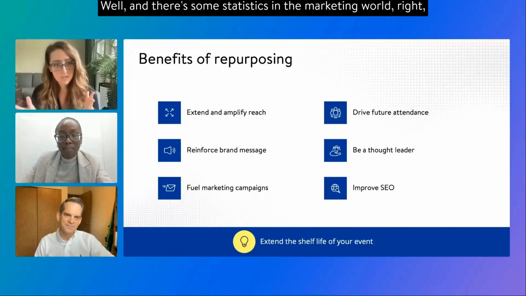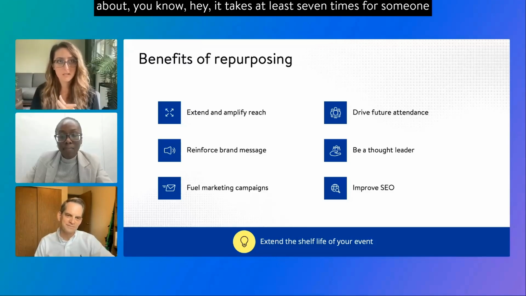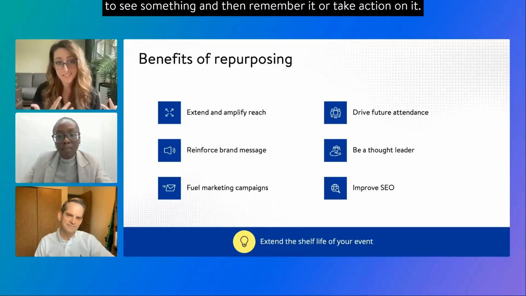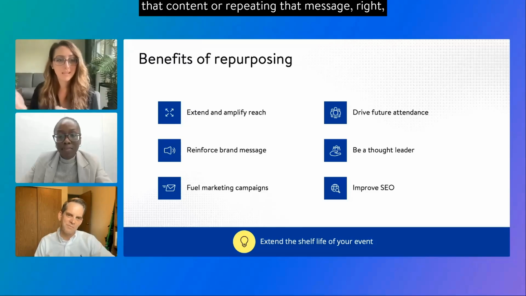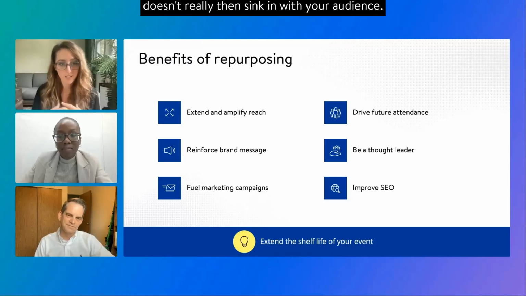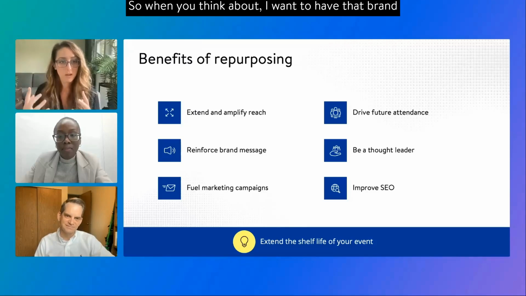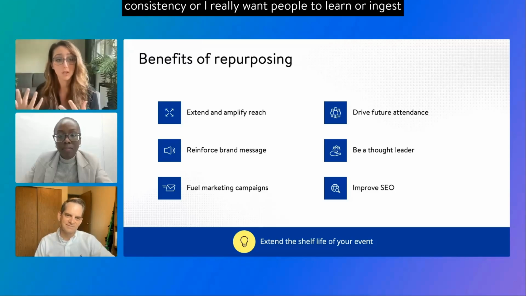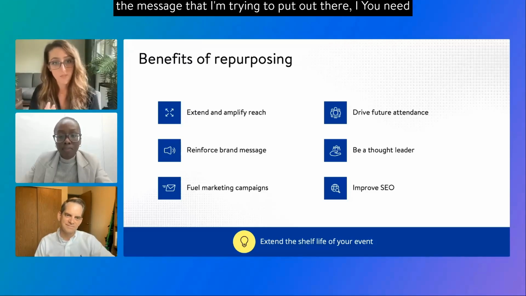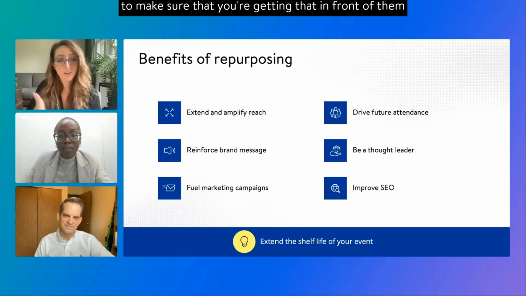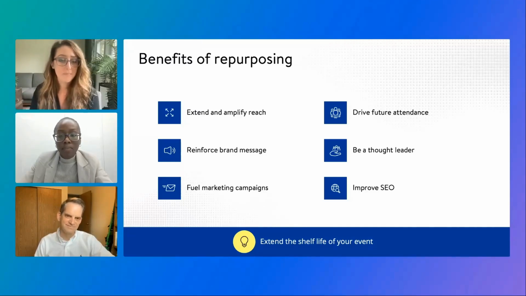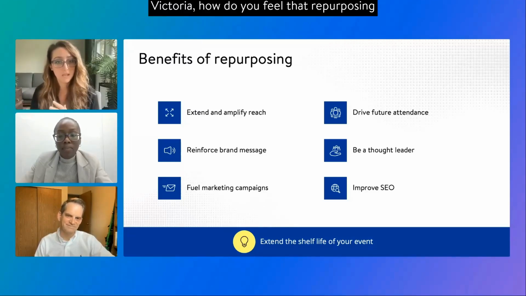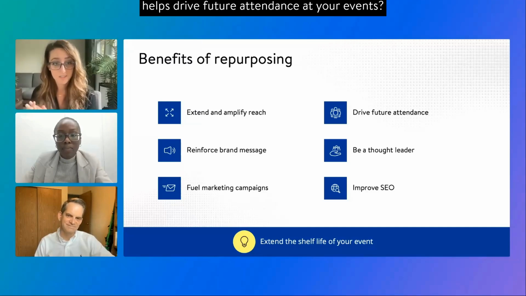Well, and there are some statistics in the marketing world, right? It takes at least 7 times for someone to see something and then remember it or take action on it. When you think about that, not repurposing that content or repeating that message doesn't really sink in with your audience. So when you think about brand consistency, or wanting people to ingest the message that you're putting out there, you need to make sure you're getting that in front of them multiple times in multiple different ways. Victoria, how do you feel that repurposing helps drive future attendance at your events?